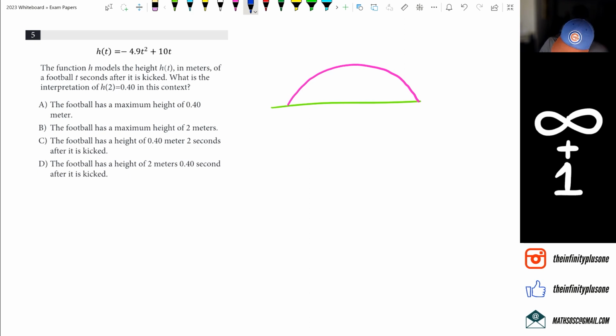So in that case, what we can say is that somewhere along here, if this is t equals 0, we don't know what this t right here is, but maybe when t is equal to 2, we can say that this here is going to be the height, and that's 0.40. So basically what you're saying is that the football has a height of 0.4 meters 2 seconds after it's kicked. Now you might wonder, hang on, what's that other endpoint?